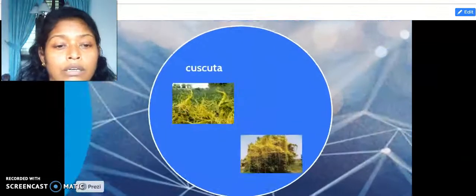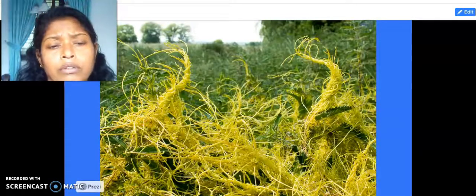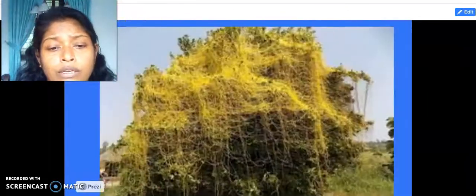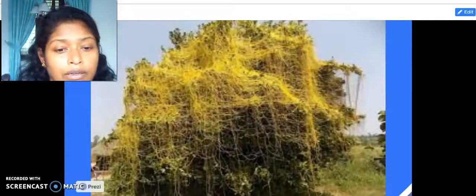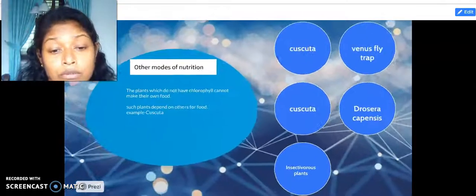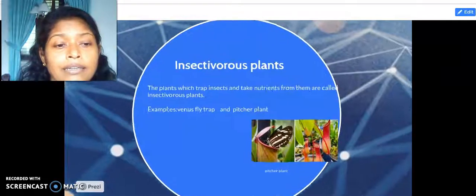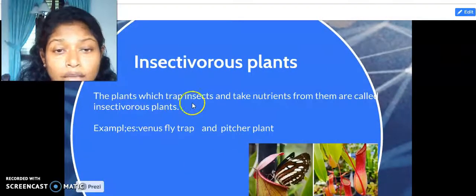Now you can see the other picture of cuscuta. You can see how they cover the whole plants, or you can see on the tree cover, and they are yet parasite. Now there are other plants like insectivorous plants. So these plants, what they do, they trap the insects.